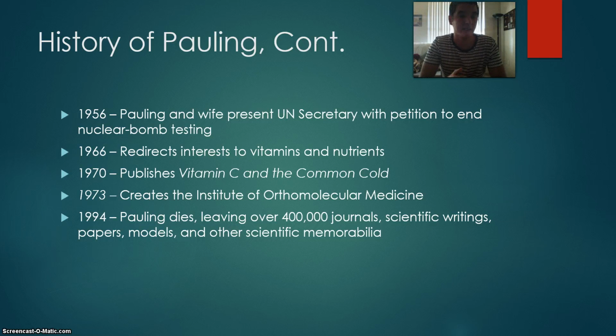In 1966, he redirected his interests to vitamins and nutrients, where he realized the impact that vitamin C could have on diseases. In 1970, he published his first book, Vitamin C and the Common Cold, where he talked about vitamin C and its effects on the common cold. In 1973, he created the Institute of Orthomolecular Medicine, and in 1994, Pauling died, leaving over 400,000 journals, scientific writings, papers, models, and other scientific memorabilia. He is one of the scientists to leave the most memorabilia in history.